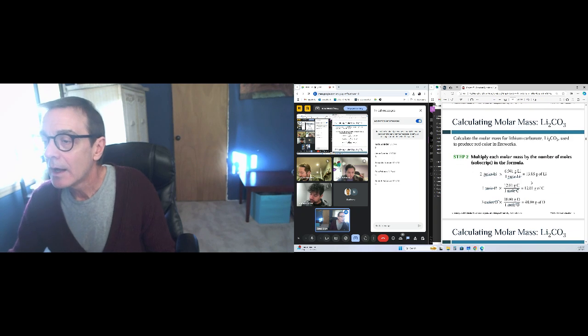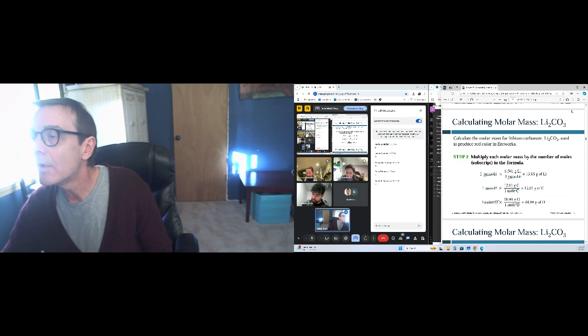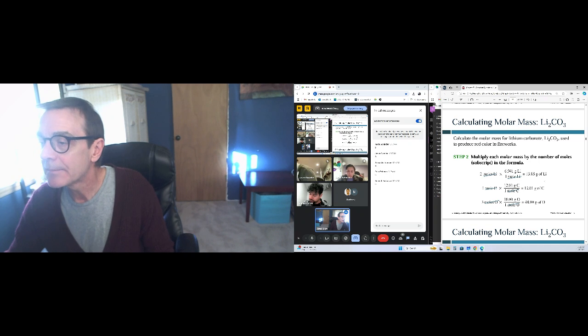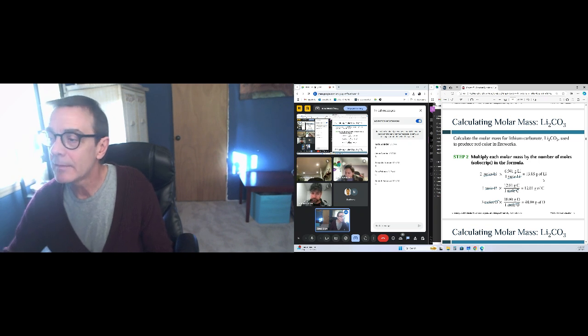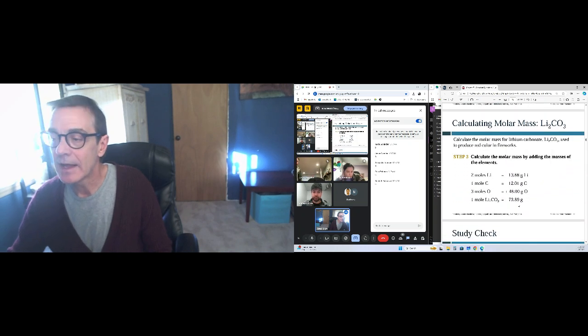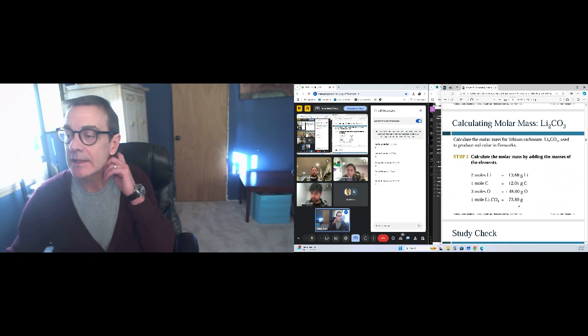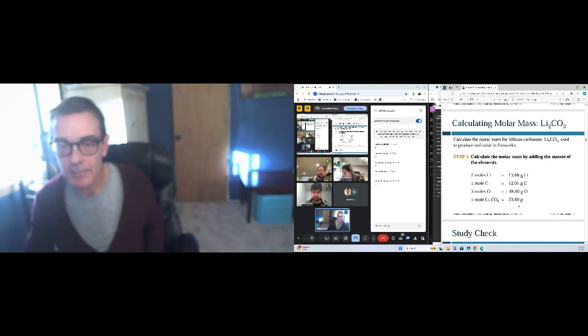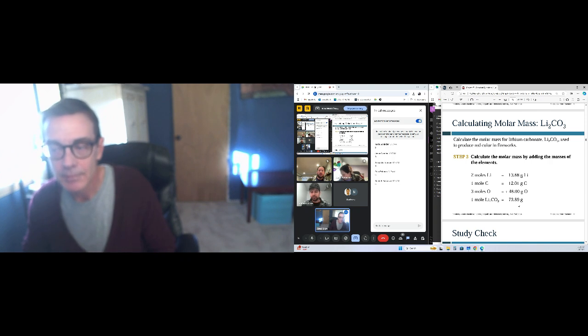Okay, so that's exactly that. 2 moles of lithium, 1 mole of carbon, 3 moles of oxygen per mole of lithium carbonate. We found out how many grams there were in each mole of lithium carbonate for each of those elements, added those all up, and got our answer of 73.89 grams is the molar mass of lithium carbonate. Okay, questions about that? Does that make sense to everybody?